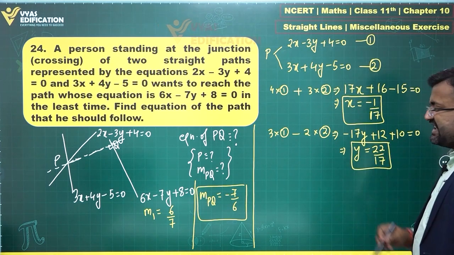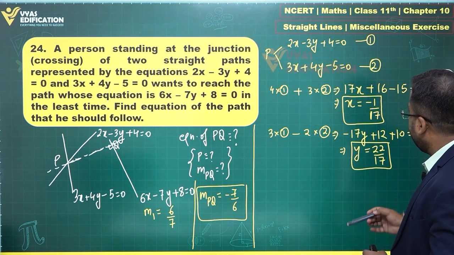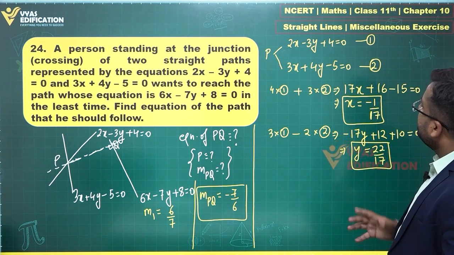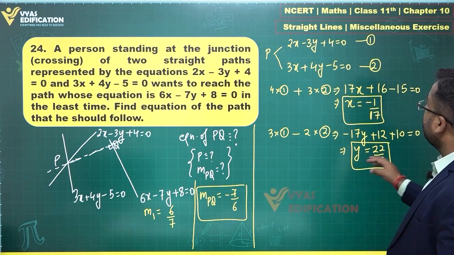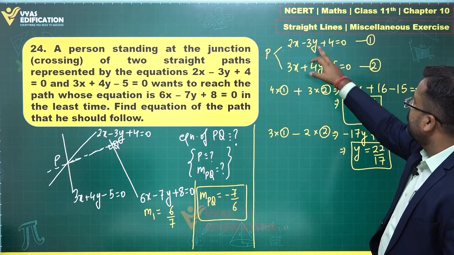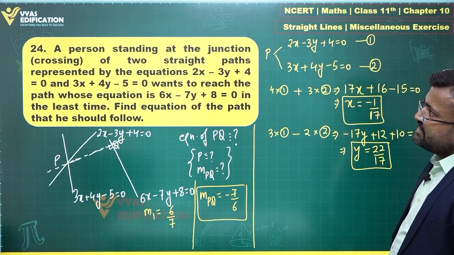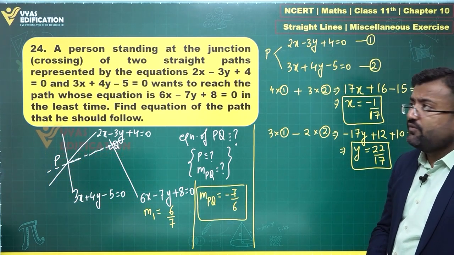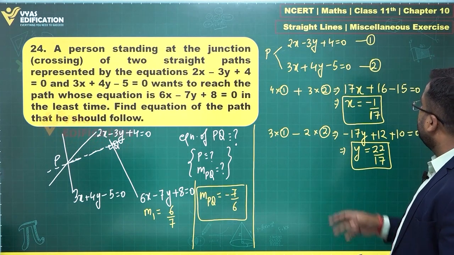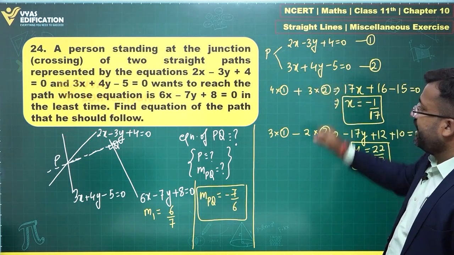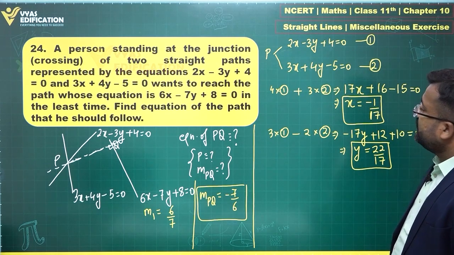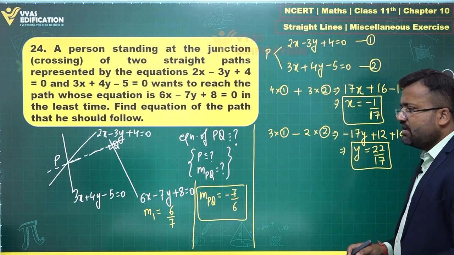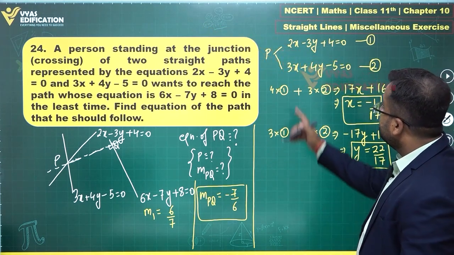We should also check these values, as they seem complicated. Let's put them in each equation. Let's worry only about the numerators. 2 times minus 1 is minus 2, minus 3 times 22 is minus 66, so minus 68. Minus 68 upon 17 is minus 4, plus 4 is 0. Similarly, minus 3 and 88: 88 minus 3 is 85, 85 upon 17 is 5, minus 5 is 0. So the point has been found correctly. This is point P.